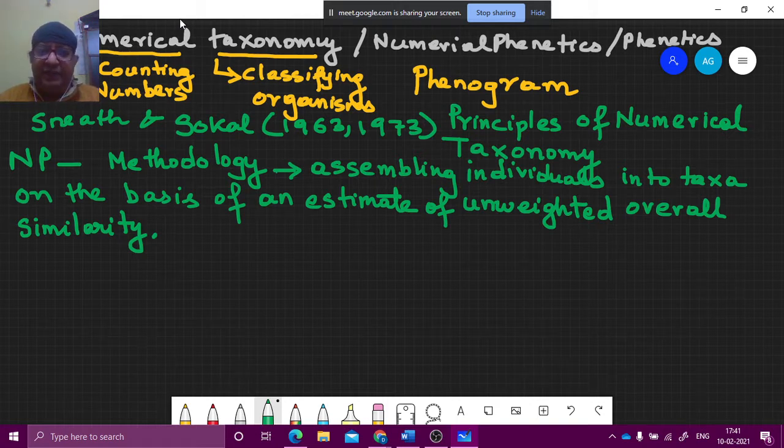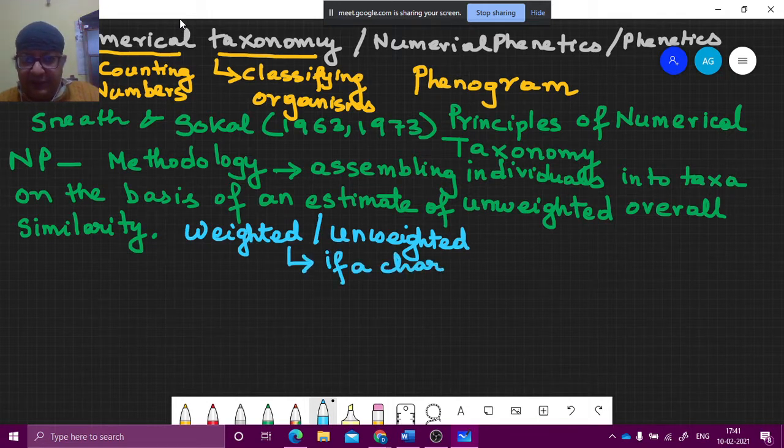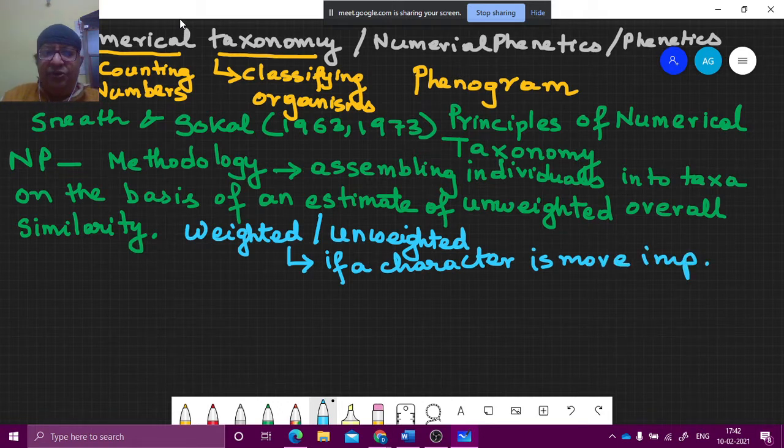Now, what do you mean by unweighted and weighted? There are two terms being used here: weighted and unweighted. Weighted means you give weight to whether a character is important or not. You give weightage if a character is more important. And in unweighted, you don't give this weightage.